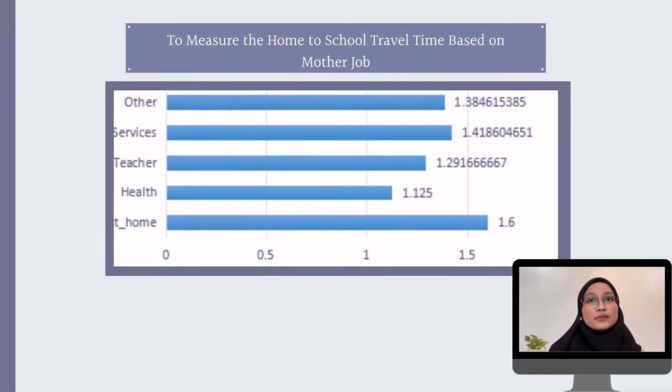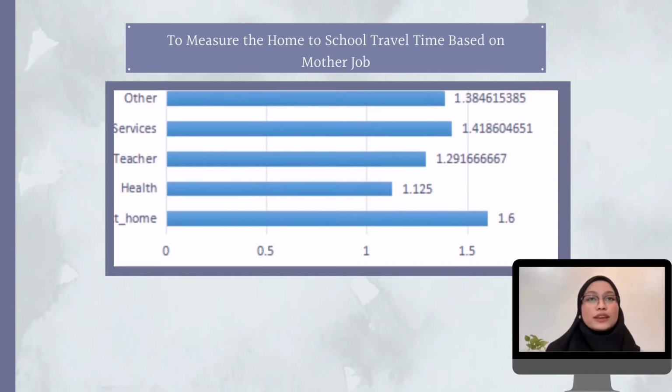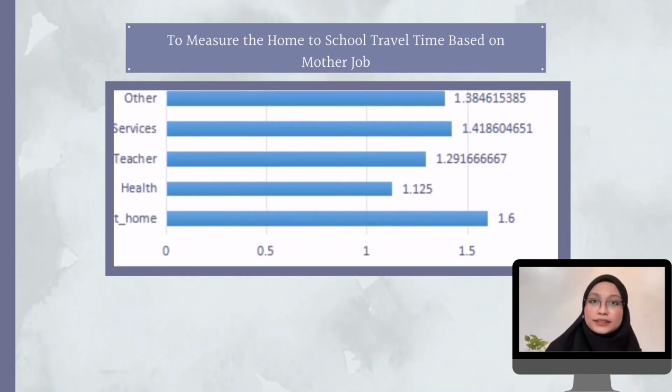The sixth graph is to measure the home to school travel time based on mother's job. The bar chart of the mean score to measure the students' home to school travel time based on their mother's job shows that the mother's job who are working at home has the highest mean score among all other mother's jobs, which are health, teacher, service and other. It shows that the students whose mothers work at home take more travel time from home to school.